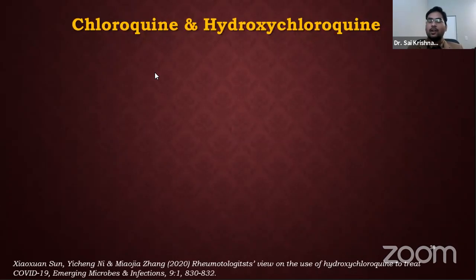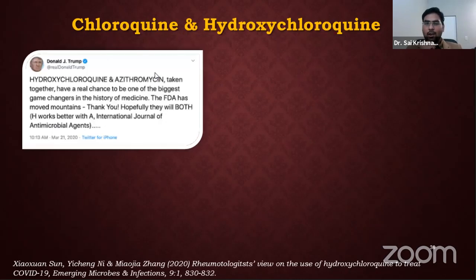These both drugs, actually hydroxychloroquine is a derivative of chloroquine, and it's an anti-malarial drug, as you already know. It has gained a lot of interest, and well-known politicians like Donald Trump, the president of United States, even advocated and endorsed this drug in early March or early April, saying that H works better with A, hydroxychloroquine works better with azithromycin, and he completely endorsed this product. I don't know based on what findings he has endorsed it, but still, and it didn't end there.